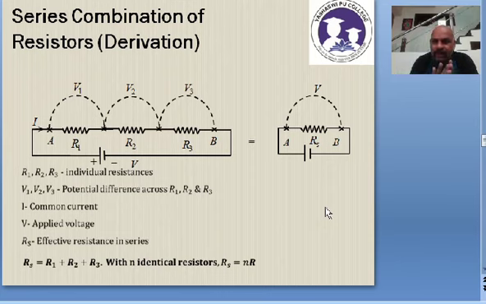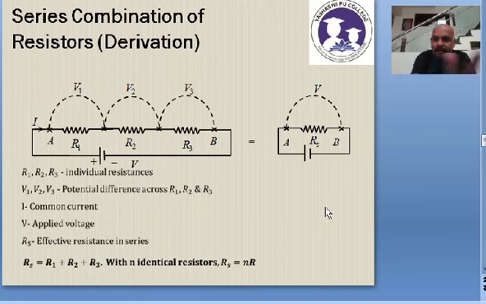Point number 1. Second point, the sum of the potential drops across the individual resistors, that is V1, V2, V3, sum V1 plus V2 plus V3 must be equal to the total potential drop. If these two conditions are satisfied, then we say the resistors are connected in series. Remember very clearly, current should be same, V should be equal to V1 plus V2 plus V3 in brief. That is how you have to remember.